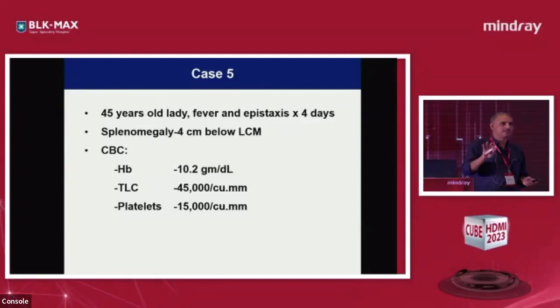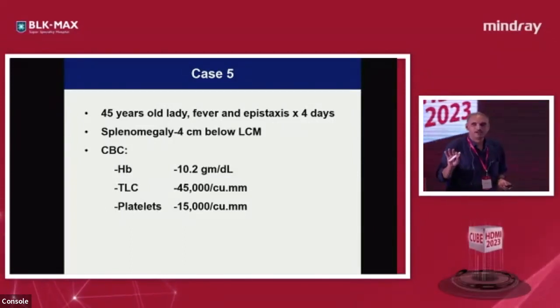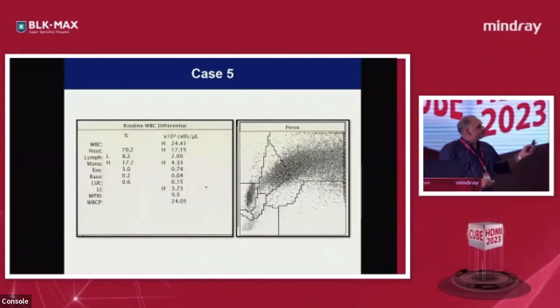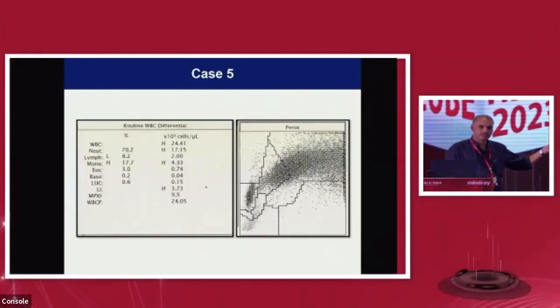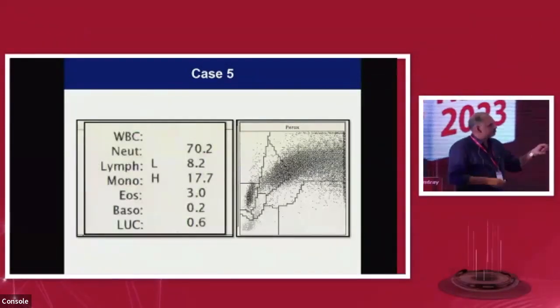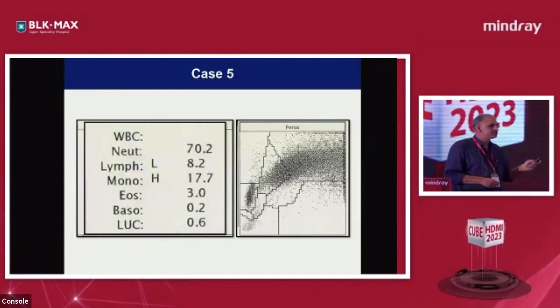Anybody by the name of Ganesh in this hall? No. Good. Okay. So the automated differential showed 70% neutrophils. That's the scatter plot, just a magnified view. 70% neutrophils in that case.